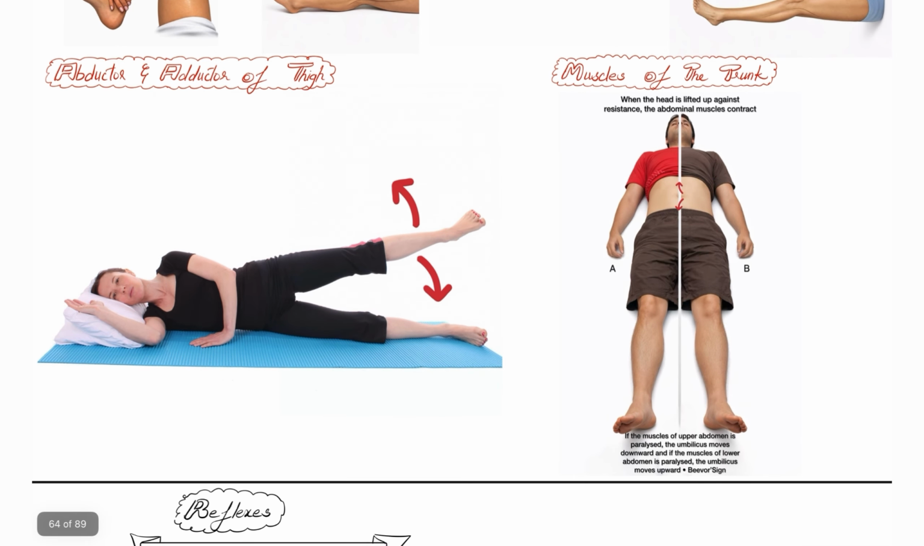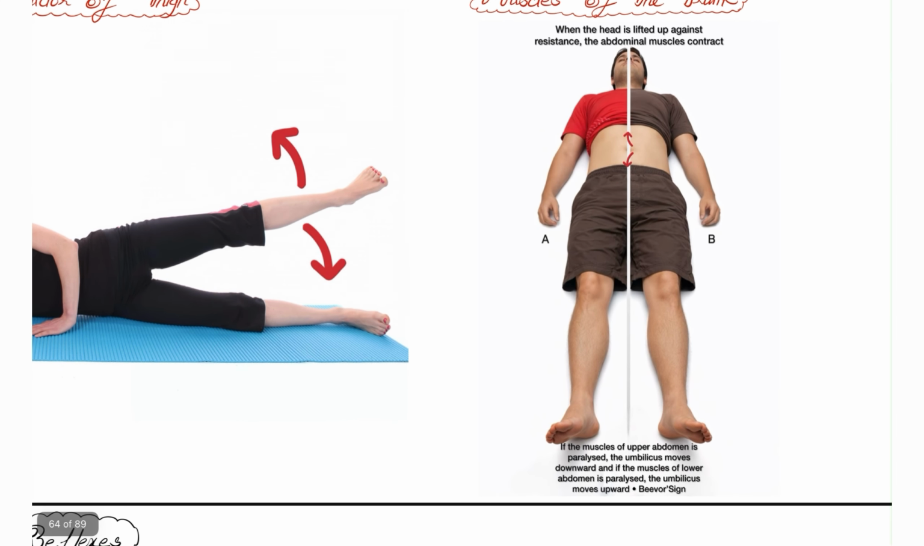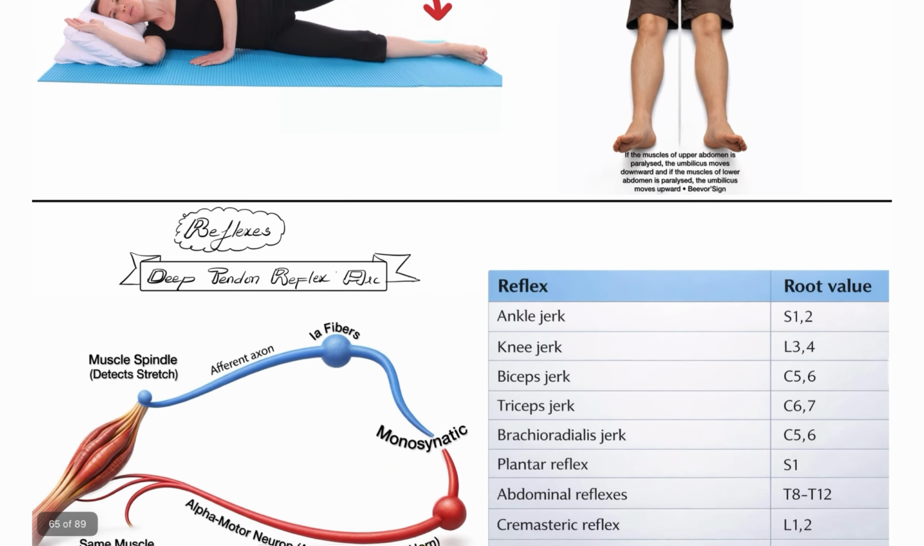Assessing the strength of muscles of the trunk, ask the patient to lift his head up against resistance, and when the patient tries to lift up his head, the abdominal muscles contract. But if the muscles of the upper abdomen are paralyzed, the umbilicus moves downward, and if the muscles of the lower abdomen are paralyzed, the umbilicus moves upward, and this is called Beevor's sign, as you see in the image. So we are done with measuring power and bulk of the muscles.